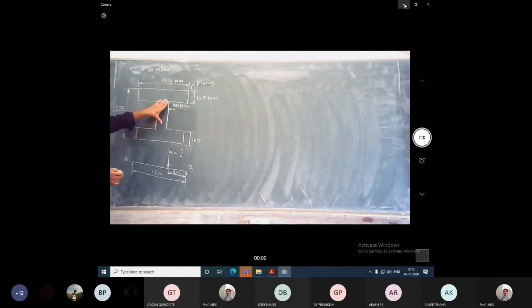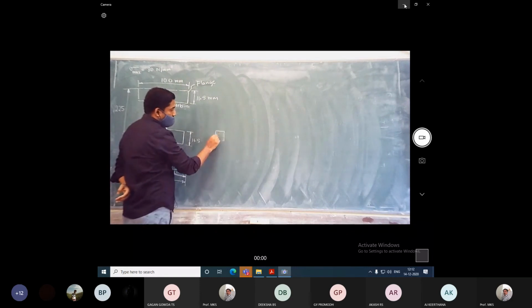So this is a symmetric section. Whether it is a symmetric section or not symmetrical, you need to find the moment of inertia. The rule to find the moment of inertia can be applied for both symmetric and unsymmetric sections. If it is a symmetric section, you can consider the outer as a rectangular portion. You know the moment of inertia for a rectangular portion.